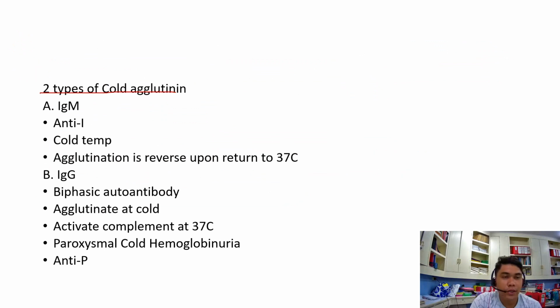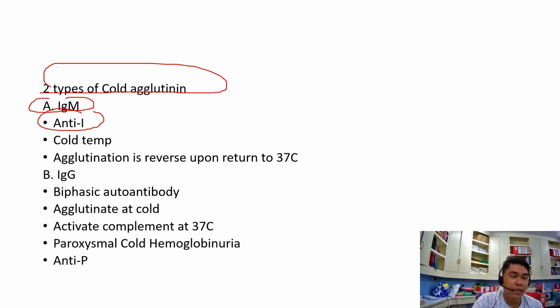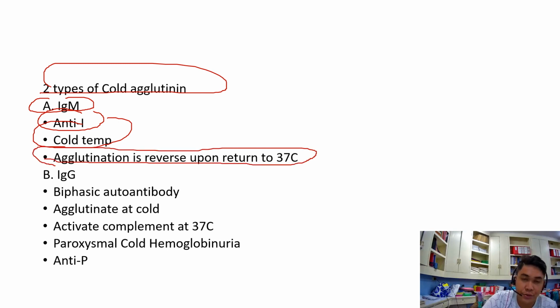Next, there are two types of cold agglutinin. So the normal or benign type, you have your IgM. And for IgM, it's usually anti-I, meaning this is an antibody against your I blood group system. Okay, and it usually reacts at cold temperature, with no reaction at 37. So agglutination is reversed upon return to 37 degrees Celsius, meaning there is no agglutination and no RBC destruction at 37. But at cold temperature, you have destruction of red blood cells.